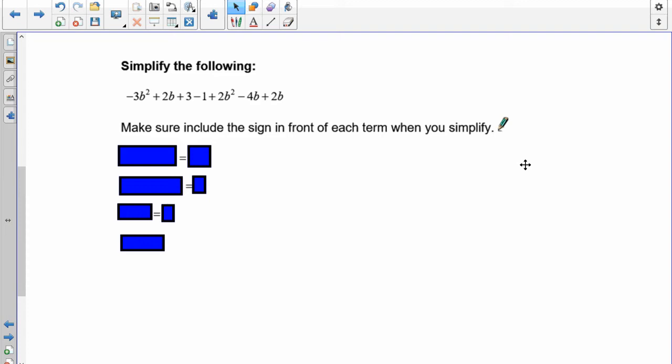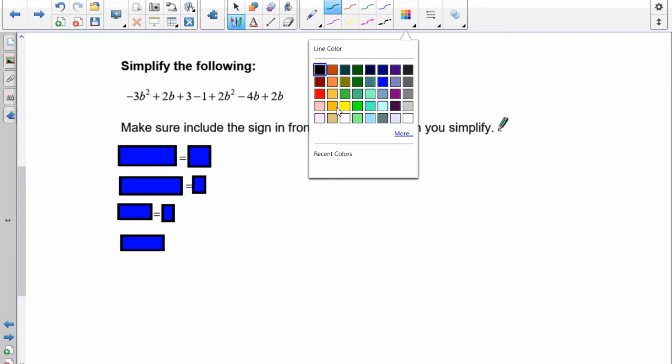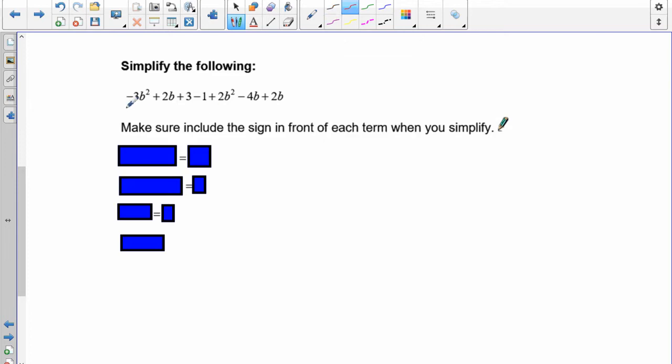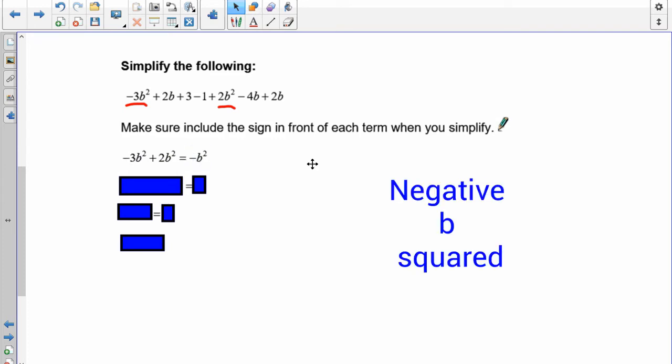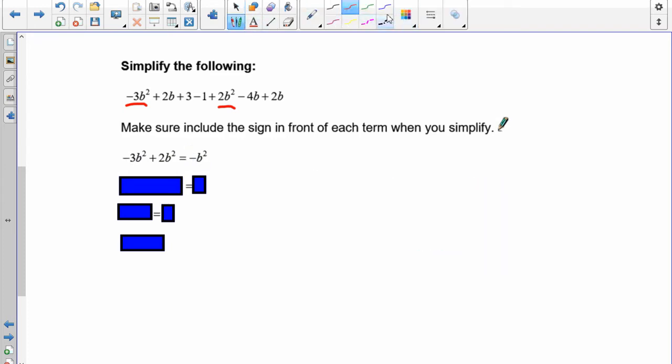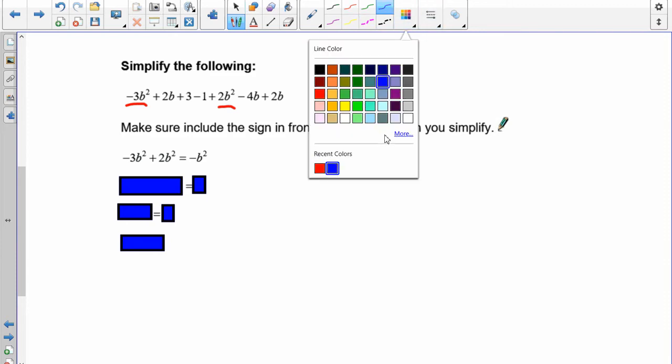Okay, well the first thing you do when you look down here is you're going to try to figure out which one of these is the ones which are the same. And you notice I've got a b squared here, I've got a b squared there. So these are my two b squared terms, minus 3b squared and positive 2b squared. So there's my first one right there, 3b squared plus 2b squared. Well, 2 big squares from 3 big squares which are shaded in, so 2 cancel out, leave me with a b squared.